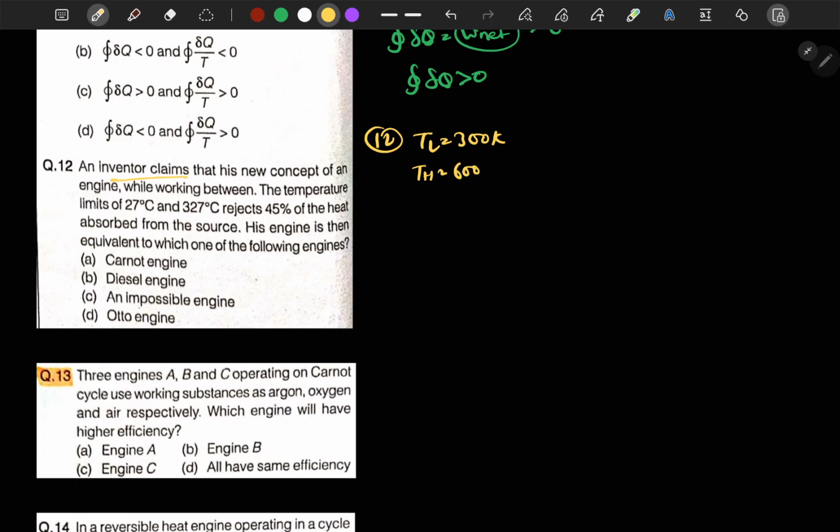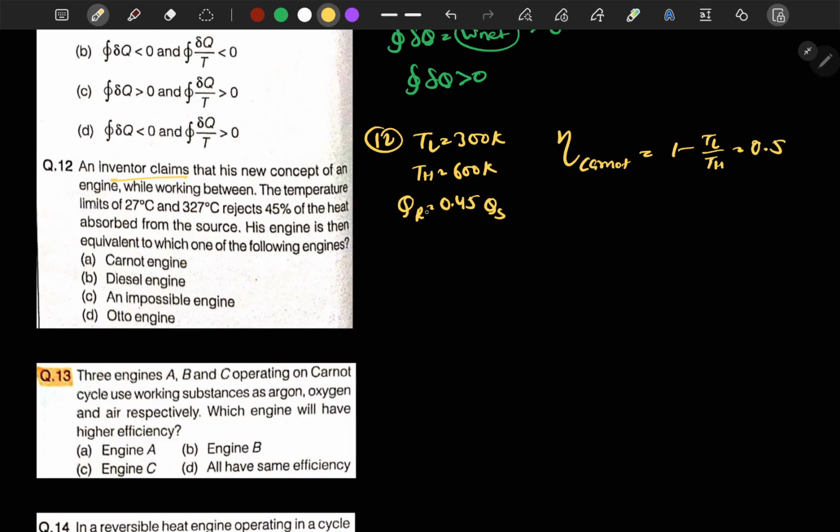It is also given that the heat rejection QR will be 45% of the heat supplied. Now his engine is equivalent to which one of the following? Let's see. First, the ideal Carnot efficiency will be equal to 1 minus TL by TH. From here we get TL by TH is equal to 0.5, so the efficiency will be 0.5.